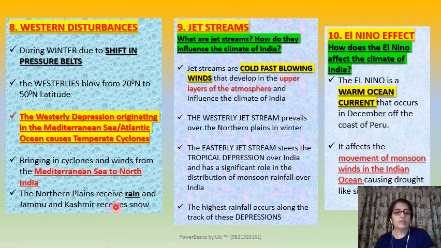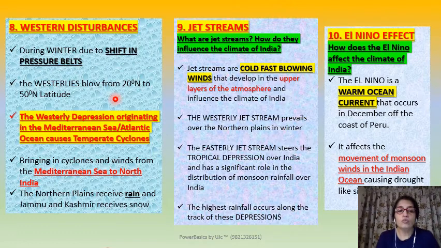Now we look at the remaining 3 features that affect the climate of India. Western disturbances. This has to do with the westerly depression in the Mediterranean Sea or Atlantic Ocean. During winter, due to shift in pressure belts, the westerlies blow from 20 degrees north to 50 degrees north latitudes. There has to be a change in pressure for winds to blow.